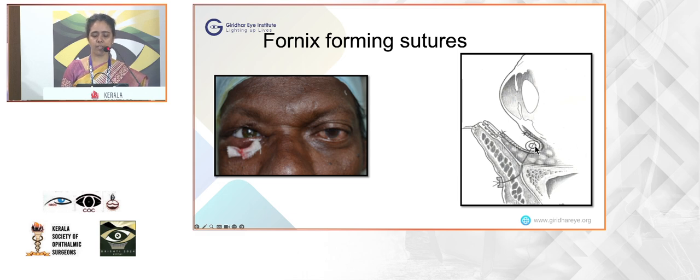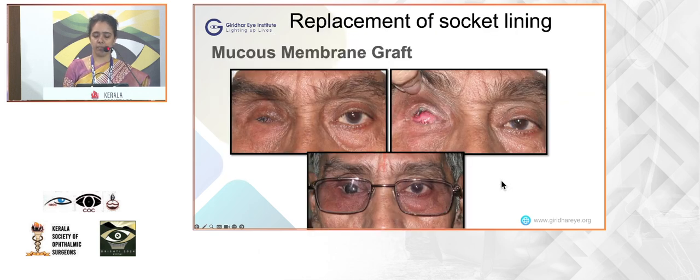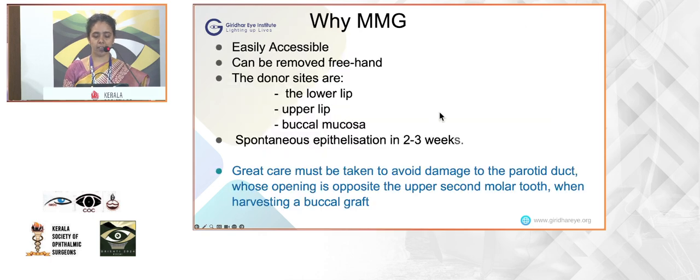The suture starts from the fornix. You can pull and tie over the bolsters and come to the skin side. I'll show this in the mucous membrane video. Next is replacement of lining. Here also the patient's expectations are very low. He just wants a prosthesis to be fitted, but without adequate lining, it will not stay. So I just did a mucous membrane graft, and then the prosthesis was fitted.